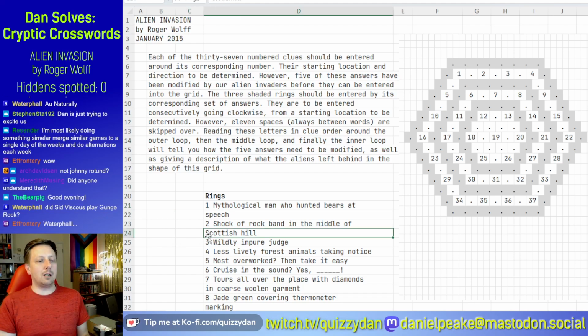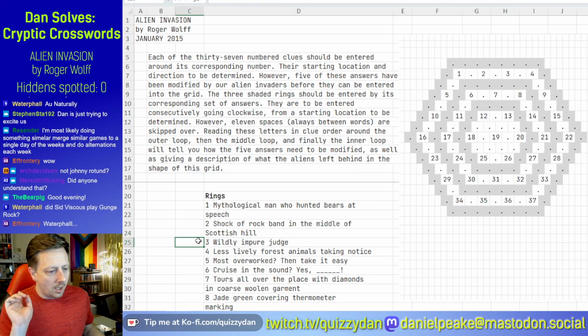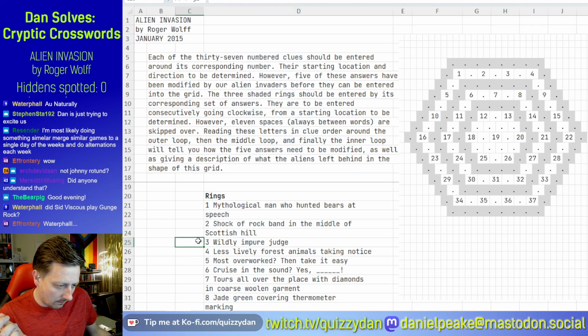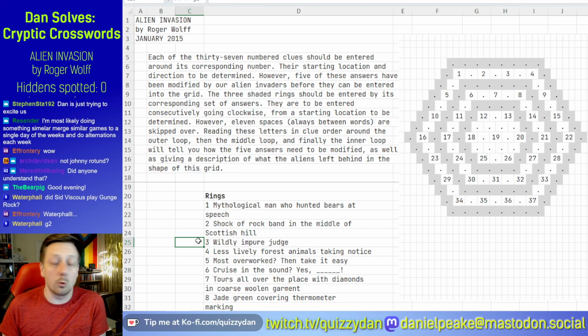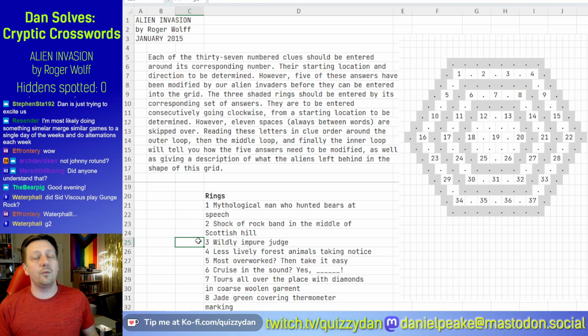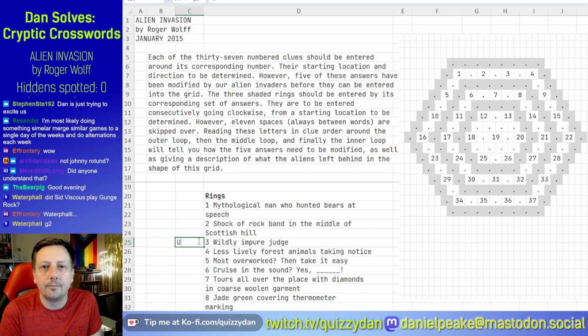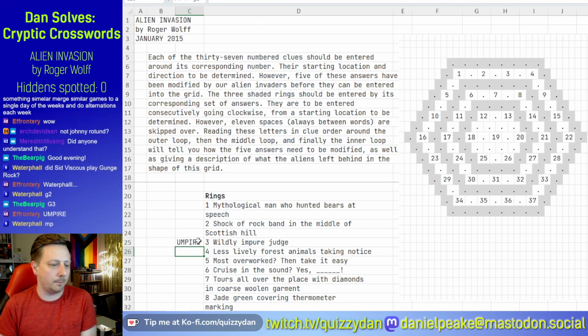Not doing well with that one. Clue 3: Wildly impure judge. Yes, I'm very happy with 3, more straightforward. Waterfall's got 2, I've moved on. Go for 3 if you've got it. Wildly impure judge. It's an anagram of impure, and it is a word meaning judge. Begins with U. Umpire. Absolutely.